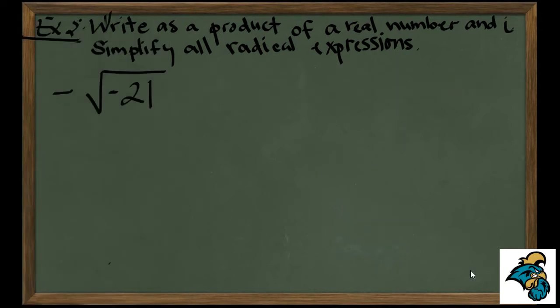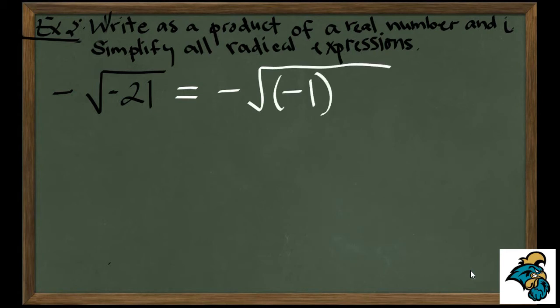In example 2, we have the same directions. Write as a product of a real number and i, and simplify all radical expressions. This time we're working with the opposite of the square root of -21. So I'm going to start off the same way. I have the opposite. Remember, I'm going to take away that negative and put it separately. So it's going to be -1 times 21.